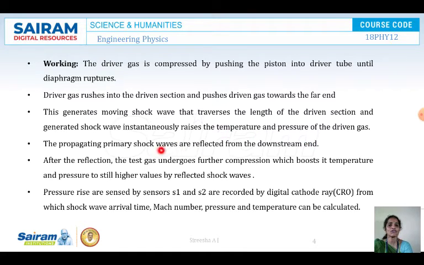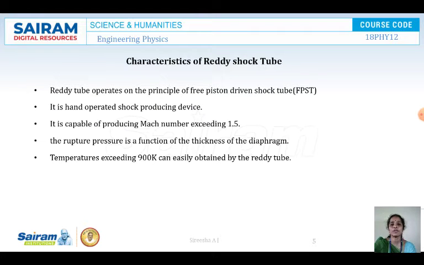The primary shock wave is reflected from the downstream end. After the reflection, the test gas undergoes further compression, which boosts its temperature and pressure. So there will be still higher values of pressure due to the reflection of the waves. With the generation of the shock wave, there is a sudden rise in pressure which is detected by S1 and S2 and recorded by the digital CRO. This is how a shock wave is generated. It is a shock producing device.